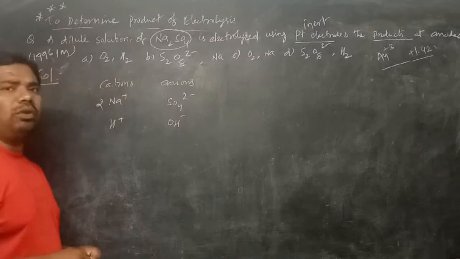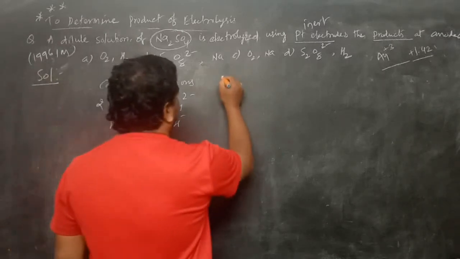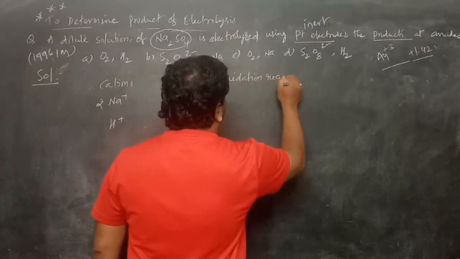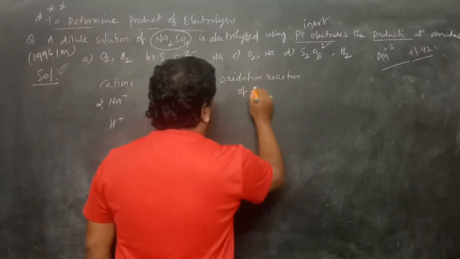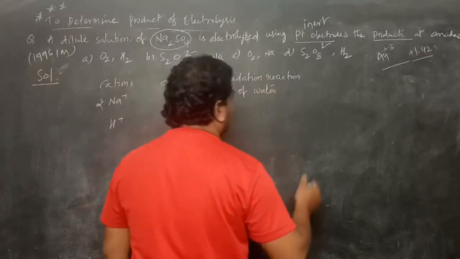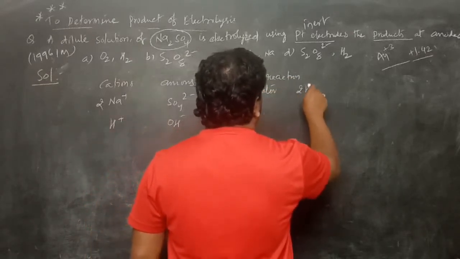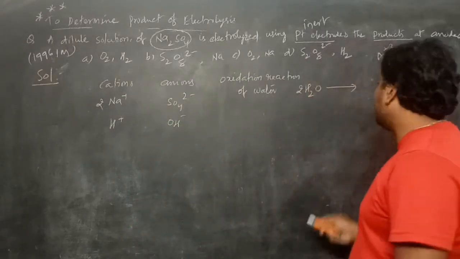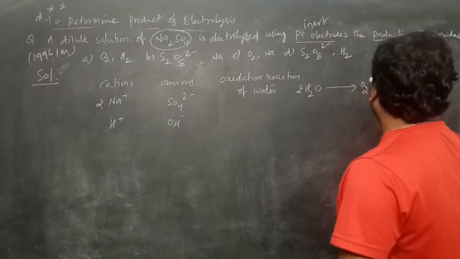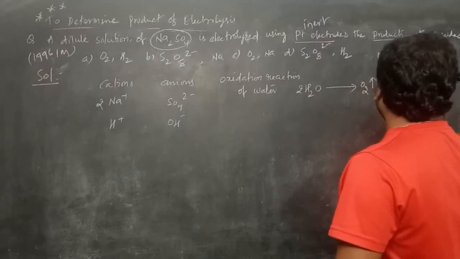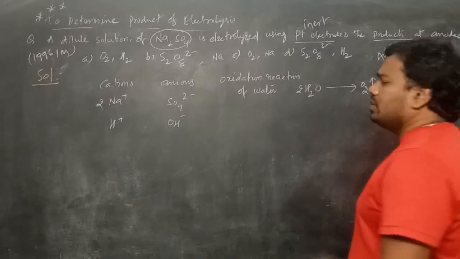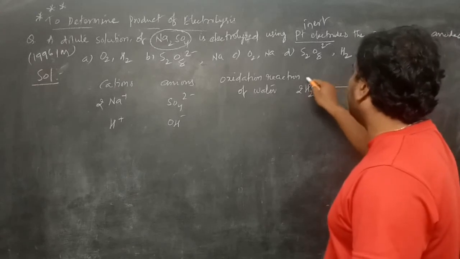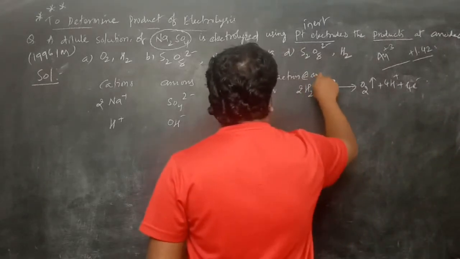So first of all we will write the oxidation reaction of water. That is 2H2O, undergoing the oxidation process, liberates O2 plus 4H plus plus 4 electrons. So this oxidation reaction takes place at the anode.